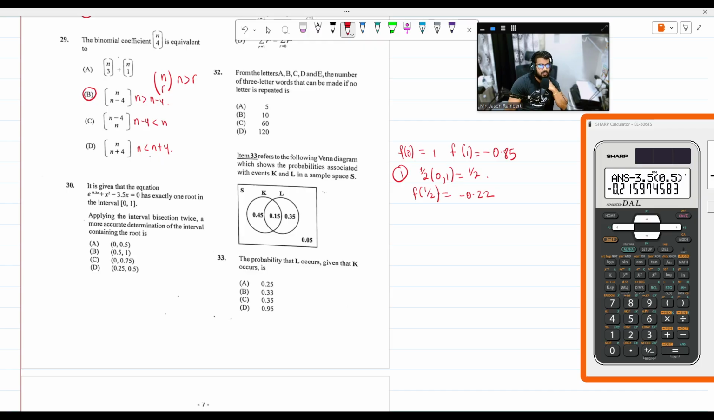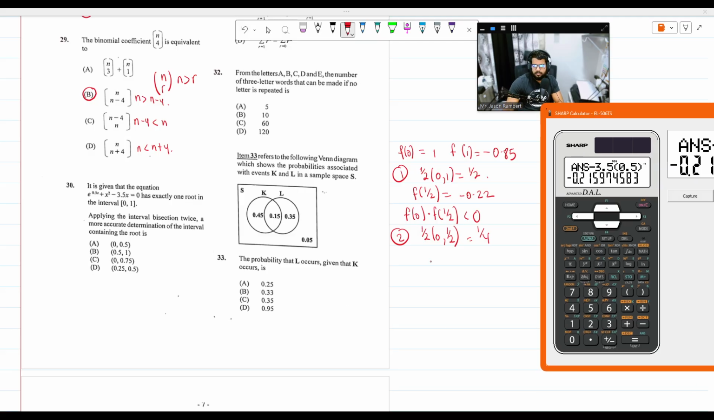So I'll have to now check the midpoint of 0 and a half. f of 0 multiplied by f of a half is less than 0. So the second bisection is a half of 0 and a half, and they said to only perform 2. This is a quarter, so we have to calculate f of a quarter now. That is 0.25, so I just change the 0.5s to 0.25.